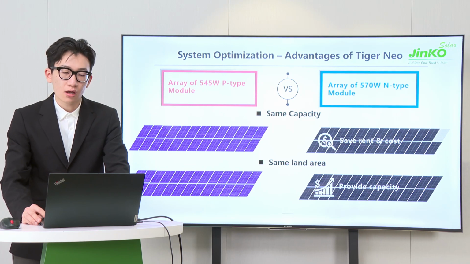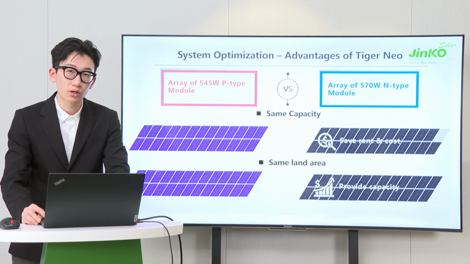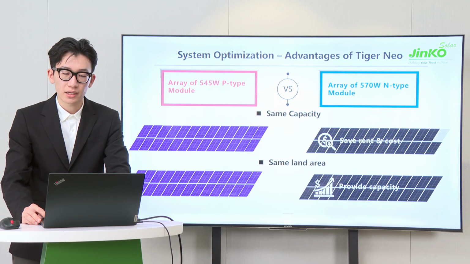For the condition of the same land area, adopting N-type can increase capacity by about 23 kilowatts, combining with the advantages of N-type, for example, low degradation, excellent bifacial performance, low temperature coefficient, and better low light performance. It can bring more power generation and profit to our clients.